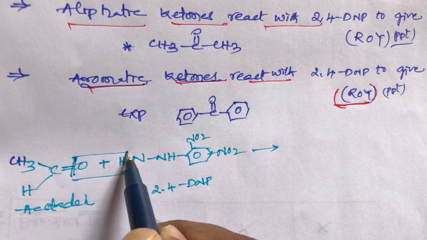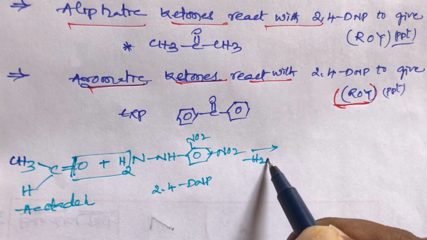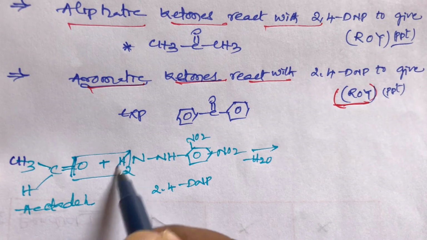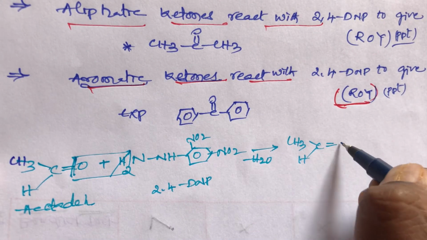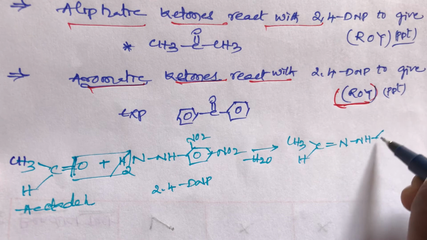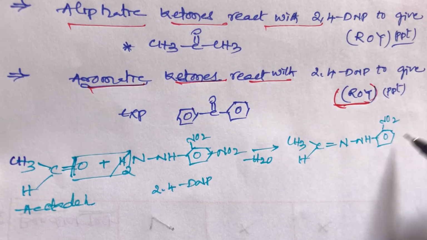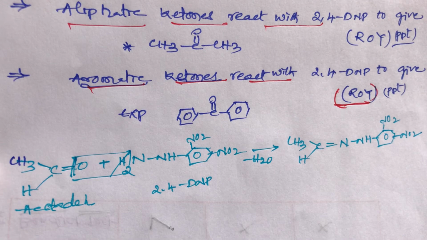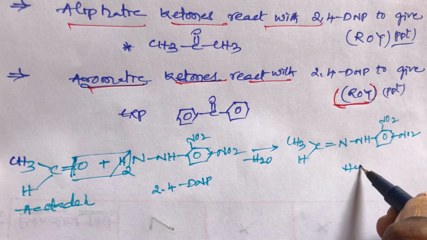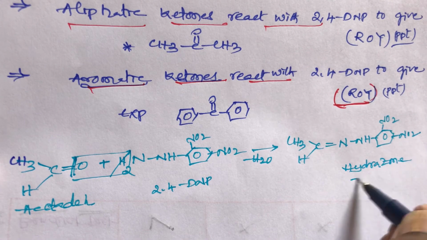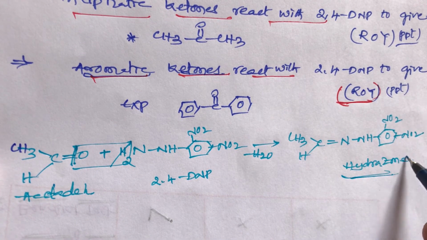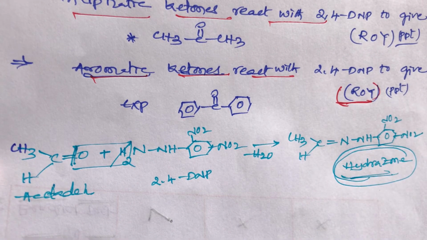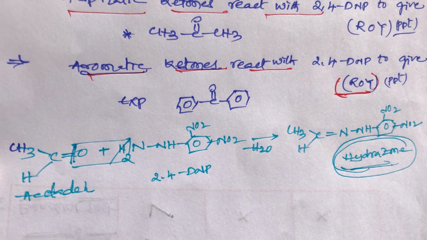Water is eliminated in this reaction, students. Removal of water: hydrogen from here, oxygen from here. We get the product CH3-CH=N-NH with NO2 groups, a hydrazone. The product is acetaldehyde hydrazone. This is very important, students. When acetaldehyde reacts with 2,4-DNP, acetaldehyde hydrazone is formed. This is the simple trick.